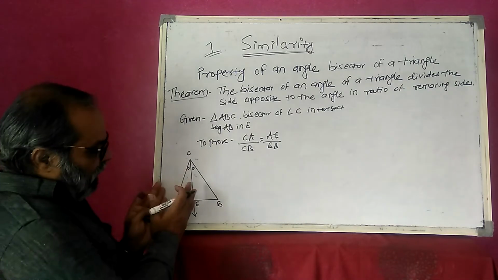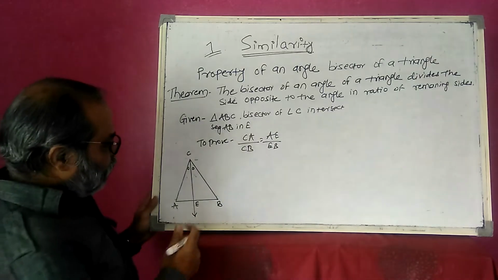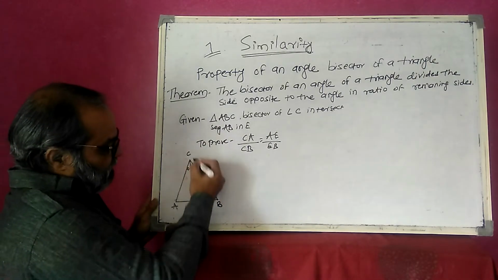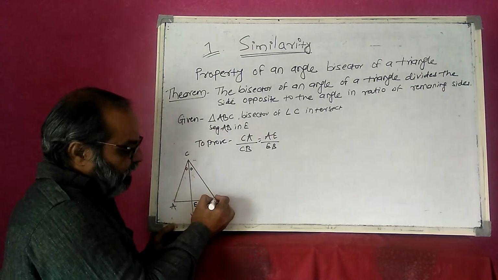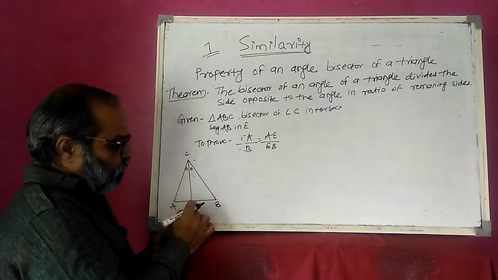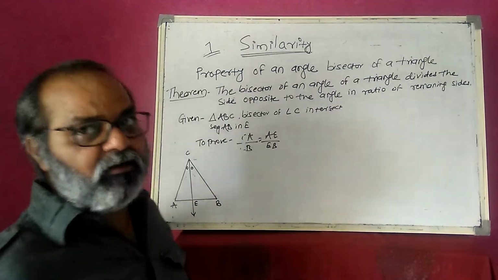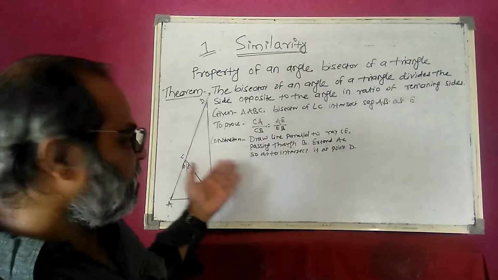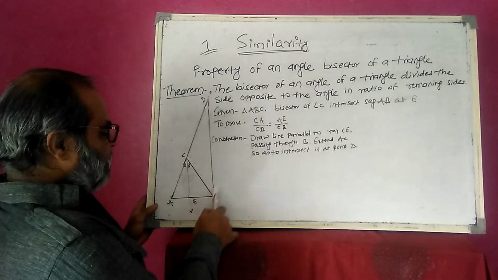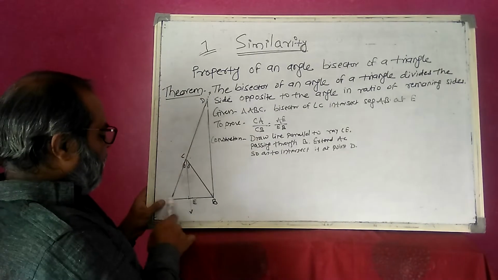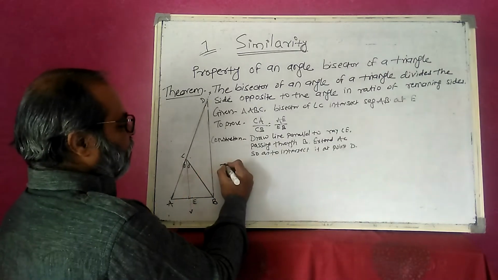So we want to have some construction in the figure. I draw the line which is parallel to CE, and I extend AC and touch it to the parallel line. So I write the construction: draw a line parallel to CE and passing through B. Extend AC such that it intersects the line which we just drew. Okay, now we want to prove.